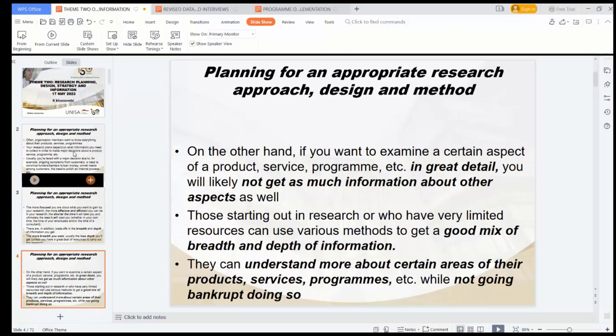On the other hand, if you want to examine a certain aspect of a product or service or program, if you want to do it in great detail, you will likely not get as much information about other aspects. In other words, it is better to have few selected cases where you dig very deep, whereas in other cases you just go broad. Those starting out in research, or who have very limited resources, can use various methods to get a good mix of breadth and depth of information. They can understand more about certain areas of their products, services, or programs while not going bankrupt in doing so.